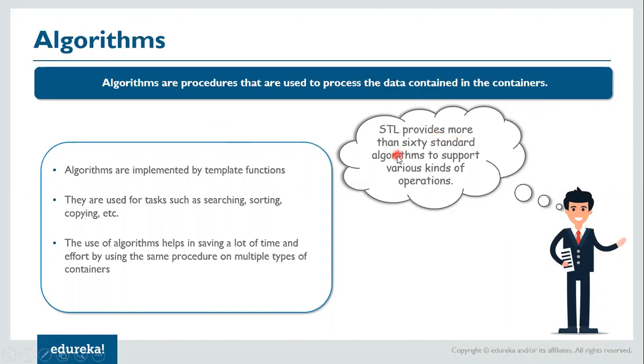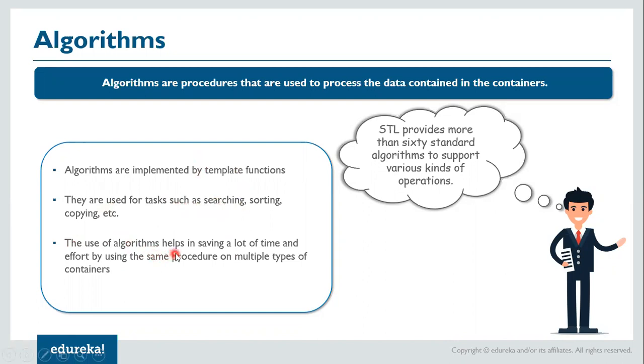So STL provides more than 60 standard algorithms to support various kinds of operations, right? Now algorithms are implemented by template functions. So we have already seen what templates are. The benefit of using templates is that the algorithms are independent of data. They can work on any data type, and they are used for tasks such as searching, sorting, copying, etc. There are a number of operations you can perform with the help of these algorithms.